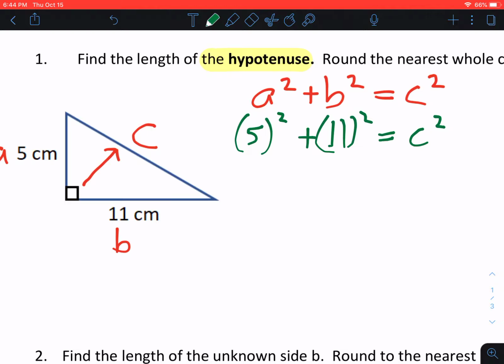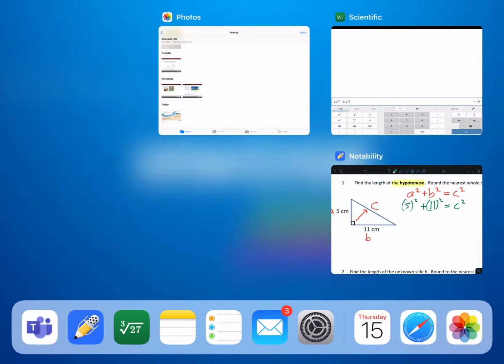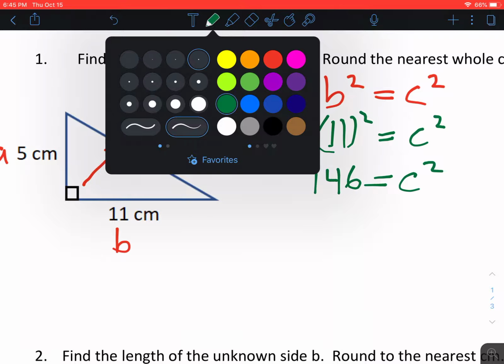So let's use a scientific calculator to figure out what 5 squared plus 11 squared is. So I'm going to type into this calculator 5 squared plus 11 squared, and that equals 146. So I'm going to go back to my question, and we're going to have C squared is equal to 146.